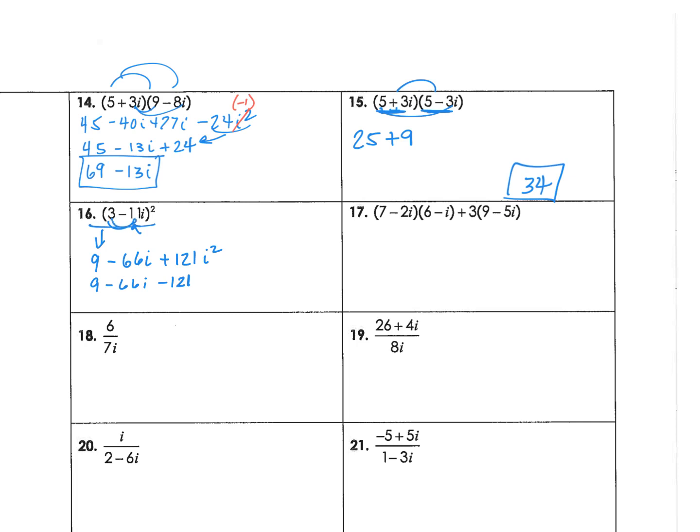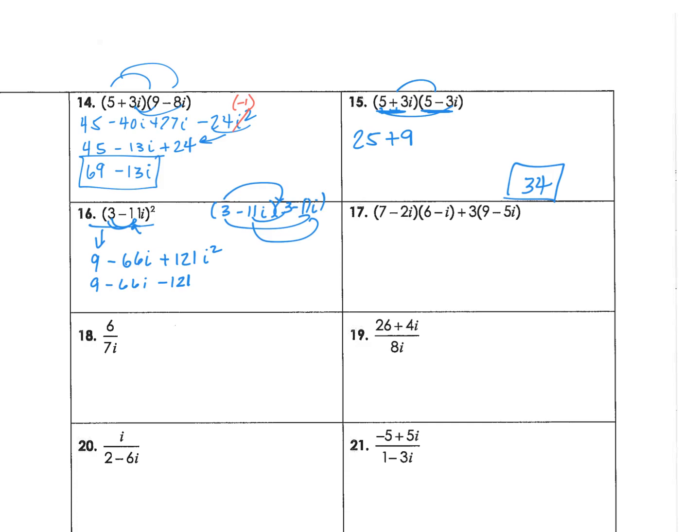3 times 11 is 33. Double that, you get 66, don't you? Because then it'd be doubled. Does everybody understand where the double's coming from? This is the same as 3 minus 11i, 3 minus 11i. Double is this part right here, isn't it? Square, double, square. I just doubled 11. Yeah, it's okay.